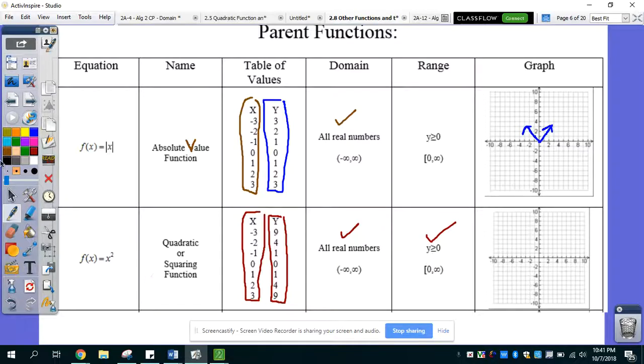The technique that I teach you on this one is the 1-3-5. You start at the vertex, you go up one, over one, you go up three, over two, and then do the reflection on the other side, and you can make your parabola. Parabola is the name of the graph of a quadratic function, which looks like a U shape.